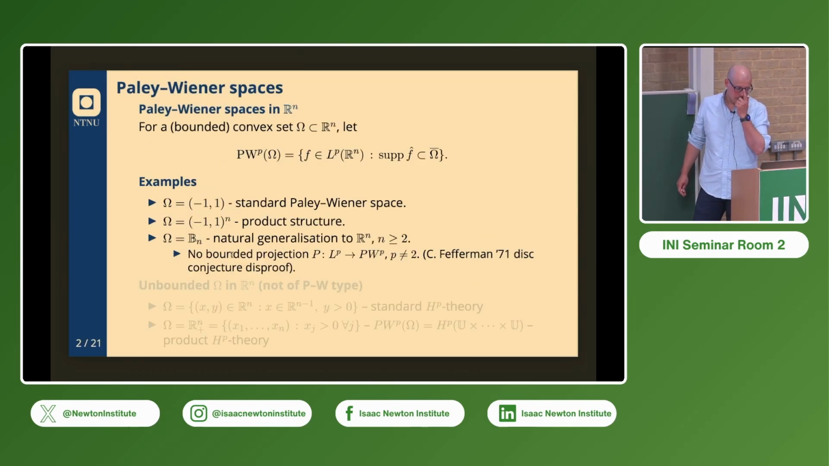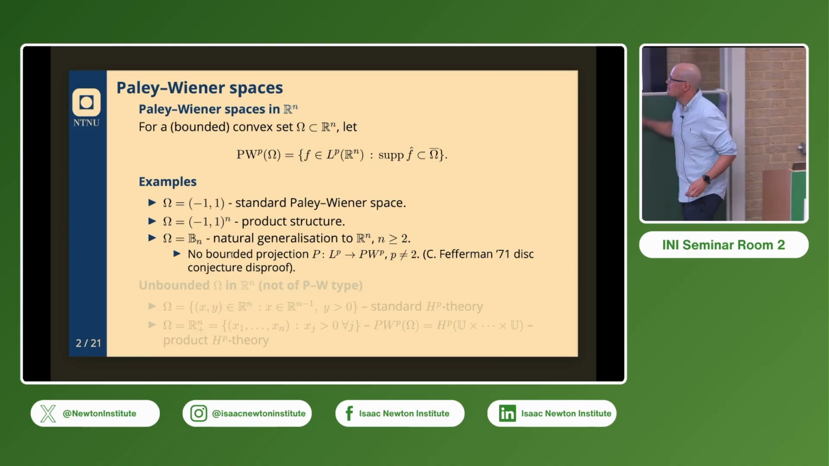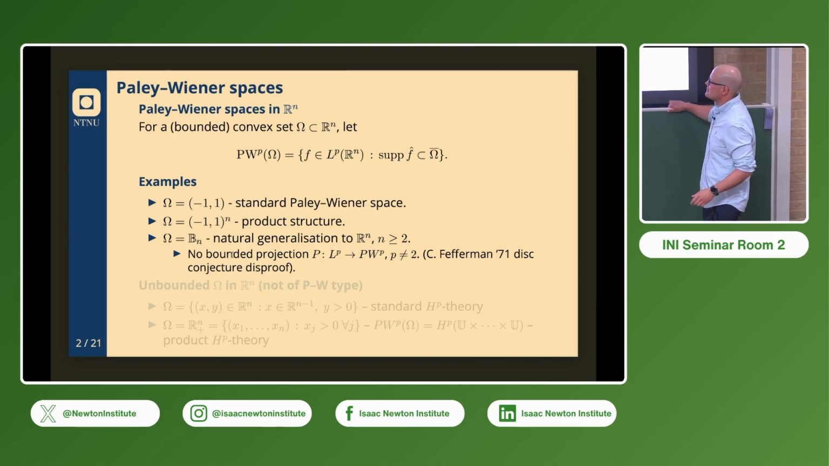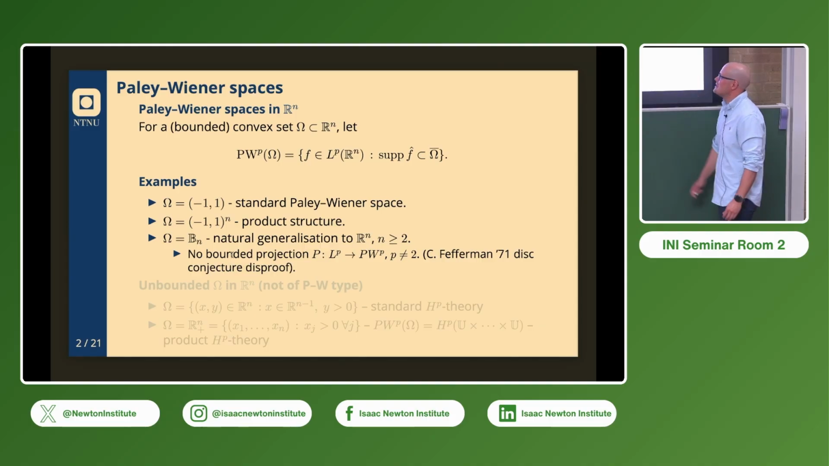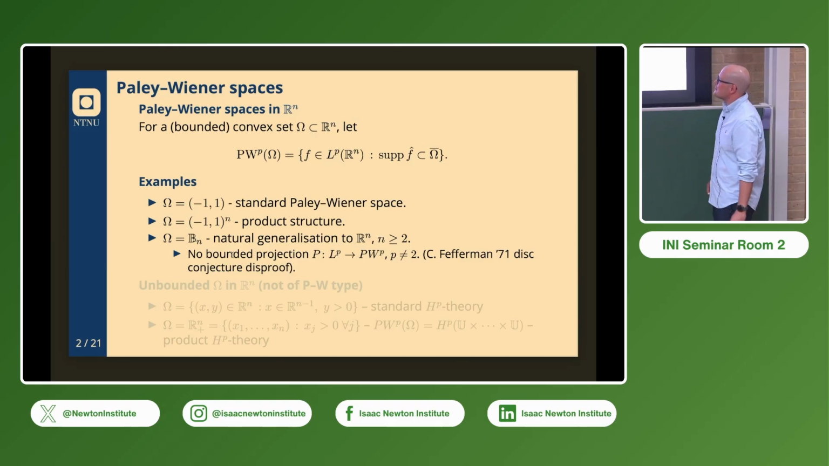So what do I mean by a Paley Wiener space? In principle, I'll just take a convex set in R^n, and let's look at the L^p functions that have Fourier support in that set.